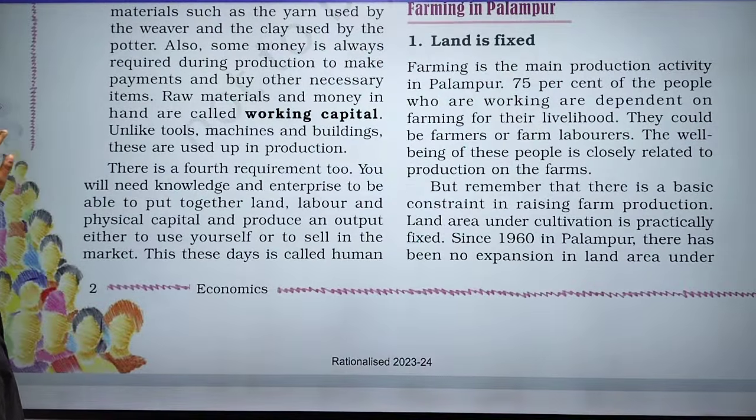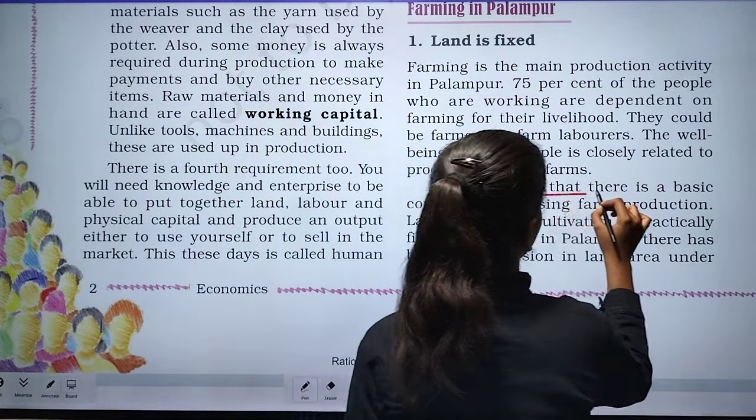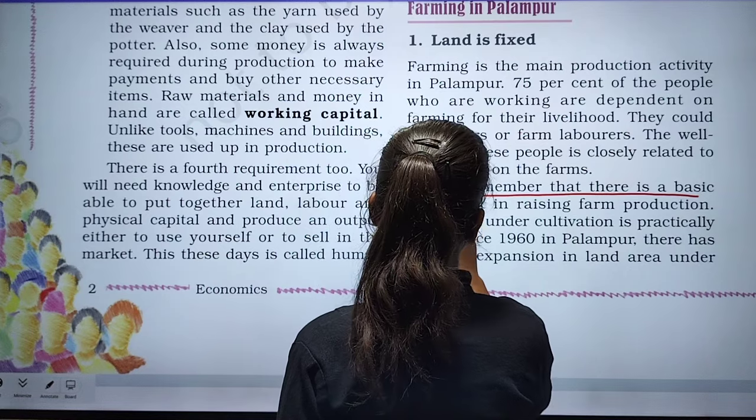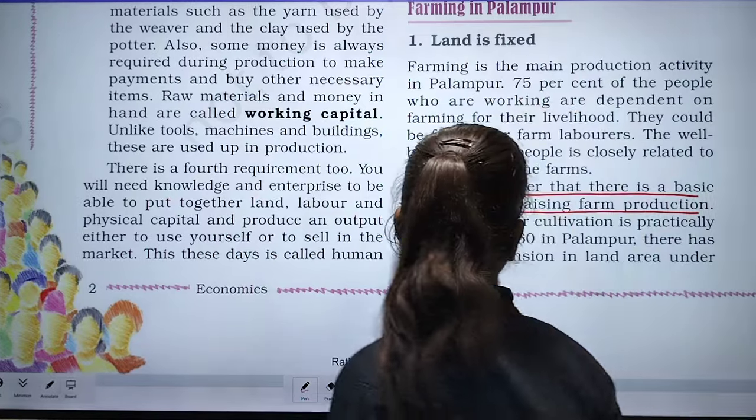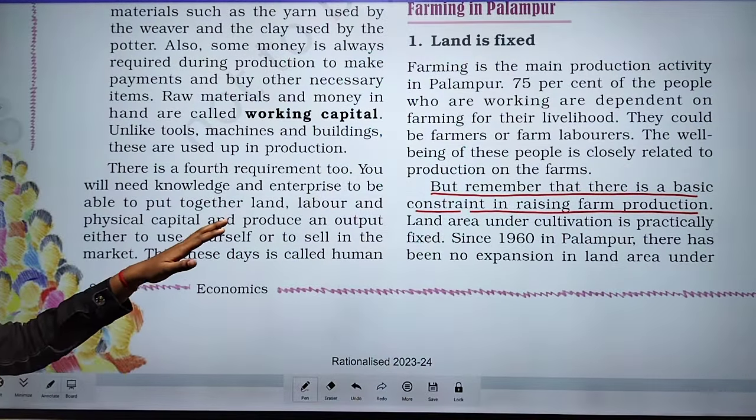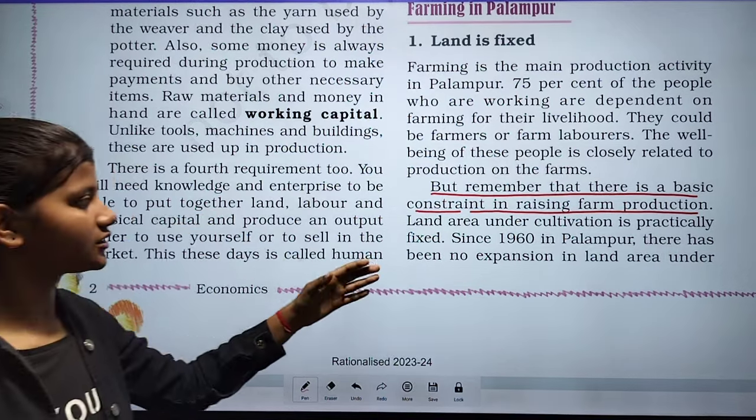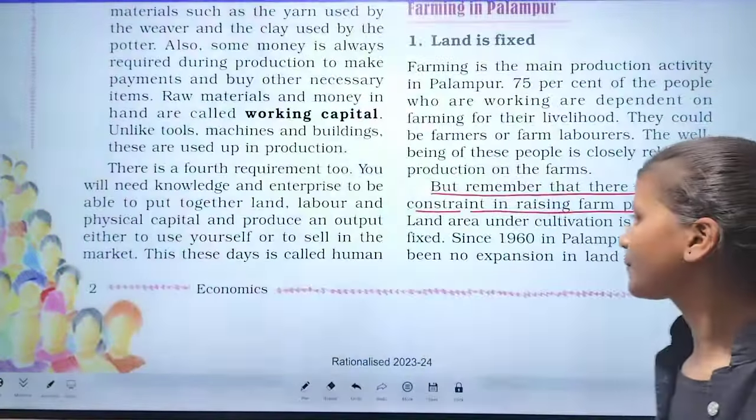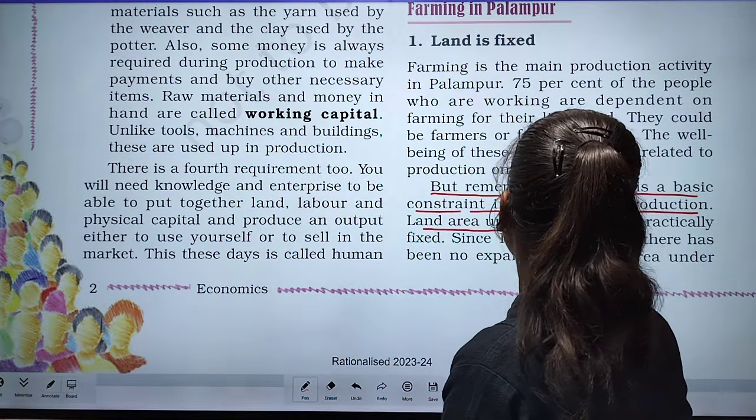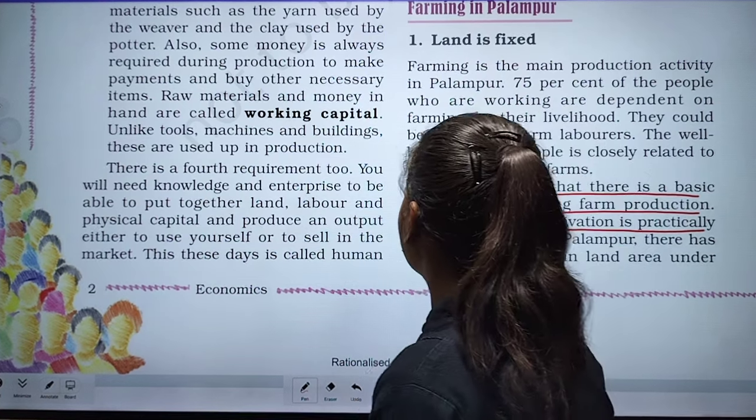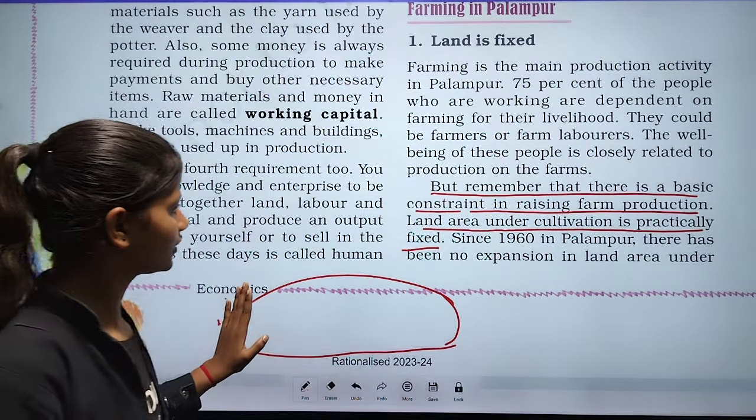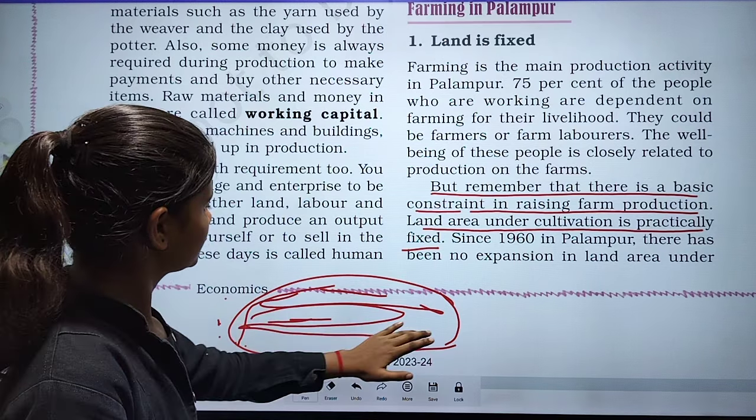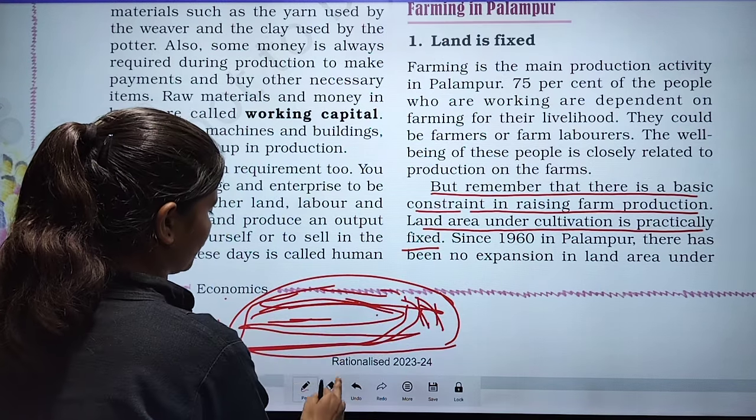But remember that this is a basic constraint in rising farm production. Land area under cultivation is fixed in Palanpur.